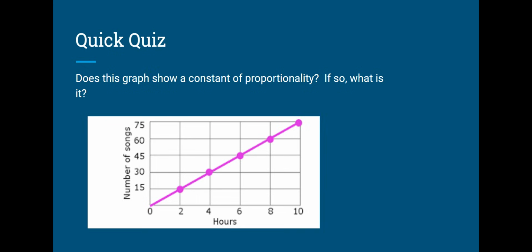And does it go through the origin? Yes. So this shows a constant of proportionality. So what is it? 1 comma k. Every time I step over 1 on the x-axis, y goes up what? So here, be careful, the graph shows increments of 2 going across that x-axis. So if I go over 2, it goes up 15. Go over another 2, it goes up another 15. So if I go over 1, I go up half of that, or just 7.5.